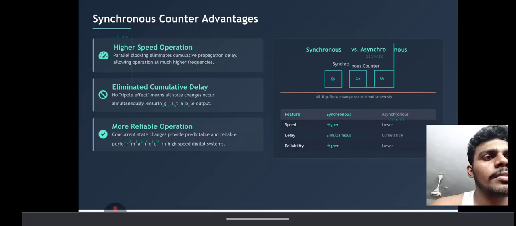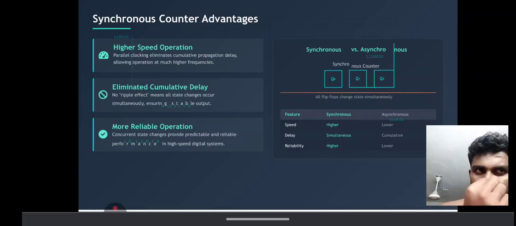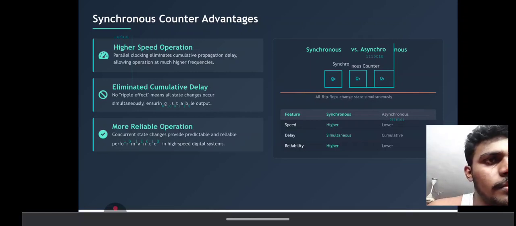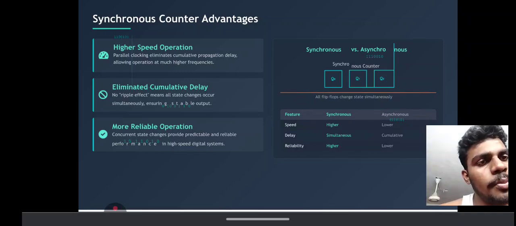Synchronous versus asynchronous. In the asynchronous counter, Q0 is clocked directly while Q1 and Q2 are not. In the synchronous counter, all flip-flops change state simultaneously. Synchronous is higher speed, asynchronous is lower speed. Synchronous changes simultaneously, asynchronous changes cumulatively.